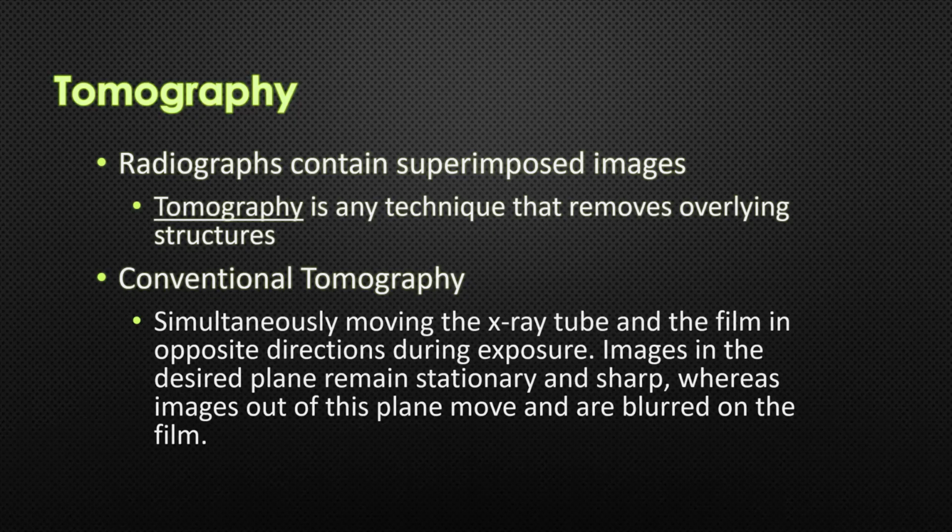So first of all, what is tomography? Well, understand that radiographs contain superimposition of structures. And tomography is any technique that removes overlying structures, and it does this by movement. Conventional tomography simultaneously moves an X-ray tube and the film in opposite directions during the exposure. What that does is it makes things that are further away from the object you want in focus blur, and the same goes for things that are closer than the object. Here's an example of what I mean.